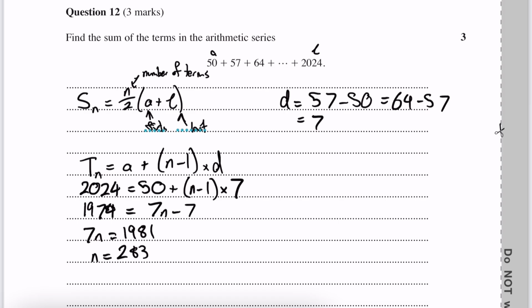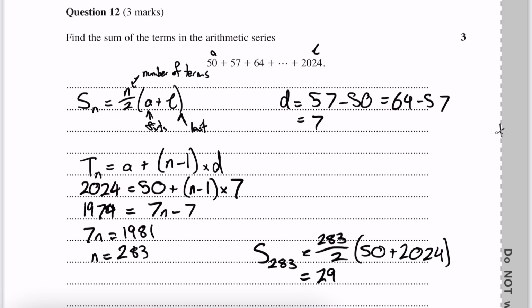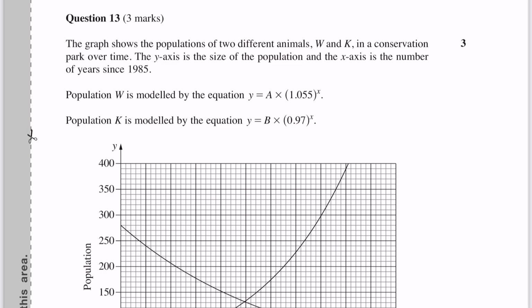So now when we take the sum of 283 terms, we have 283 over 2 outside of our first term, which was 50, plus our last term, which is 2024. If you plug that all in a calculator, what you end up getting is 293,471. That's it.